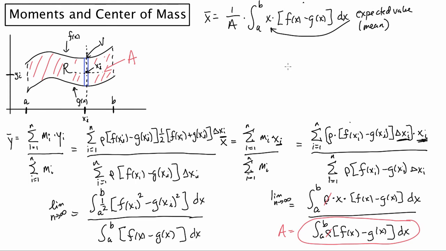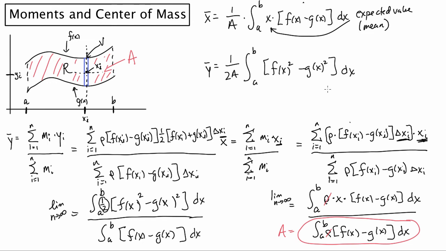Similarly, the y-coordinate of the center of mass is 1 over, you see we've got the 1/2 term here, so it'll be 1 over 2A, integral from a to b of, and if you look at what's left over in that piece, it's the f of x_i, or excuse me, f of x. I don't need x_i's anymore down here in this formula. So this will just be f of x and g of x. It's the f of x squared minus g of x squared.